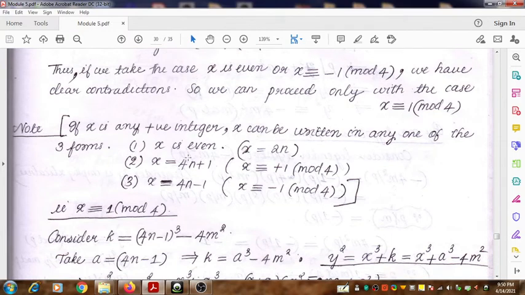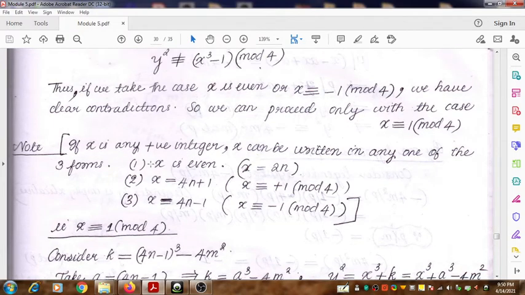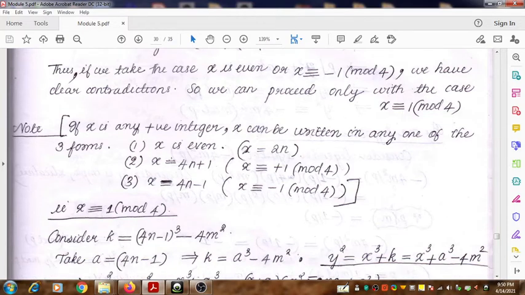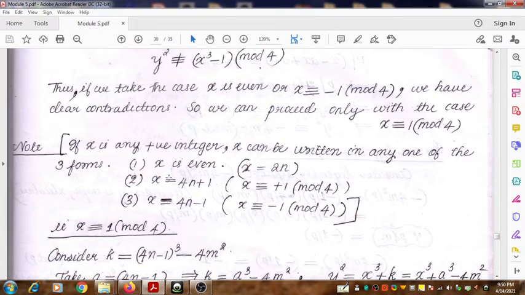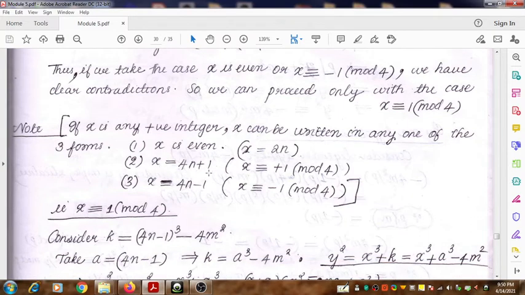Based on x, we have the situations. The explanation is very relevant on the basis of the value of x selected. If x is an integer, then 3 situations are possible. Either x is an even number, or it can be written in the form 4n plus 1 or 4n minus 1. If x is not even, then it is odd, and every odd number can be written either in the form 4n plus 1 or 4n minus 1. Thus we have 3 situations to discuss.